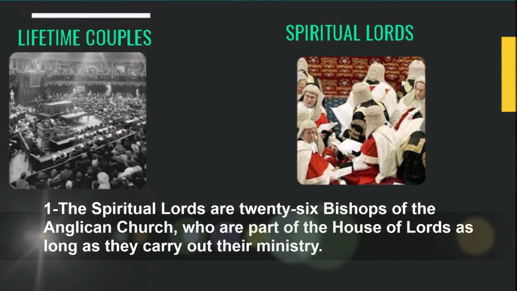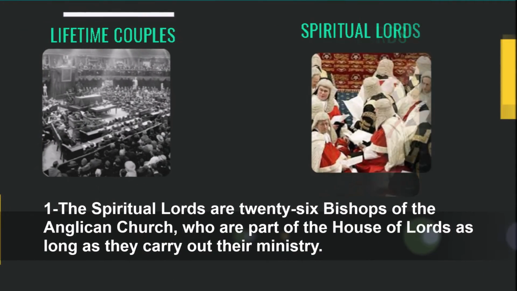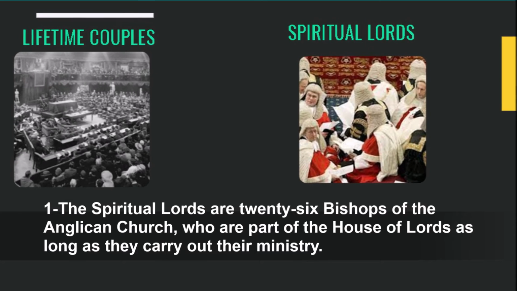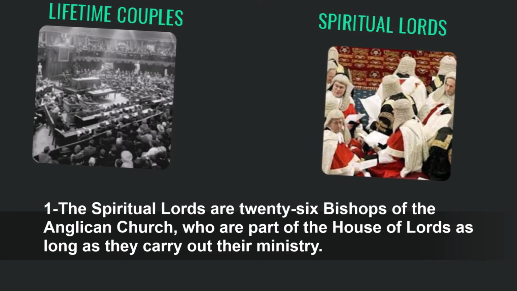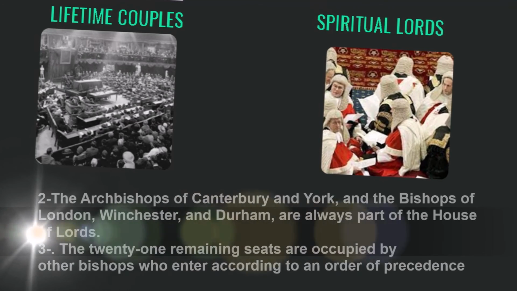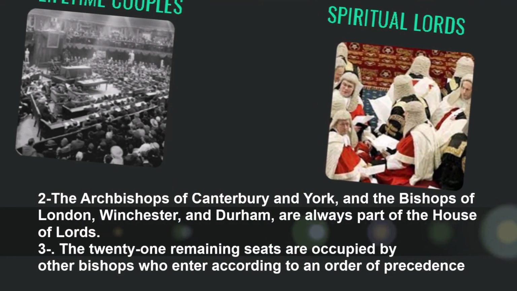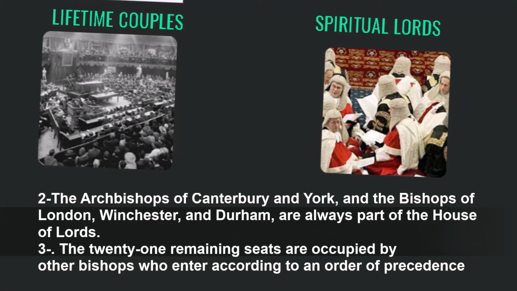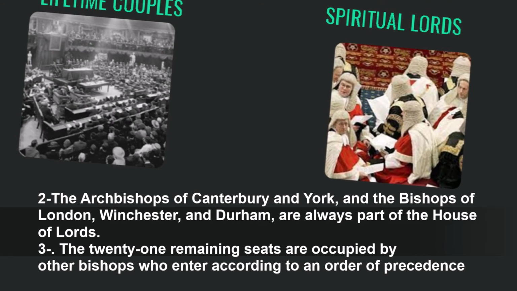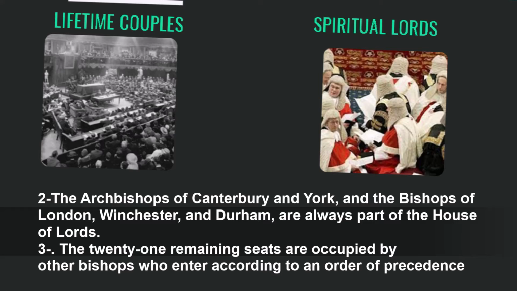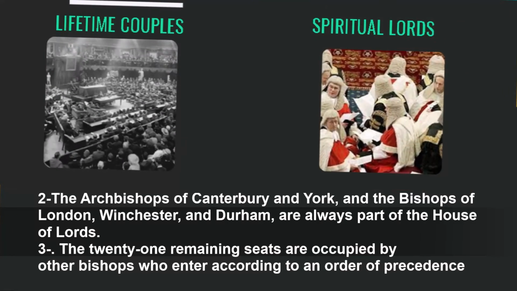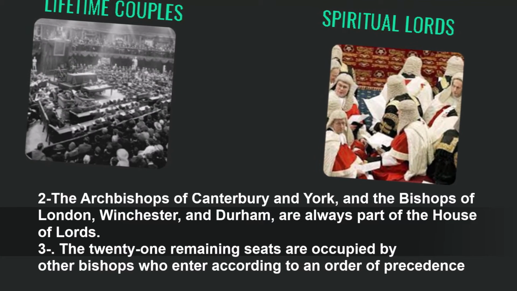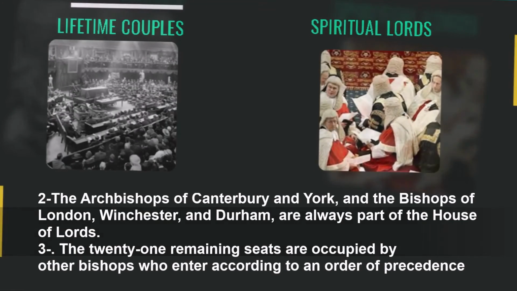Spiritual Lords. The Spiritual Lords are 26 bishops of the Anglican Church who are part of the House of Lords, as long as they carry out their ministry. The Archbishops of Canterbury and York, and the Bishops of London, Winchester, and Durham, are always part of the House of Lords. The 21 remaining seats are occupied by other bishops who enter according to an order of precedence.